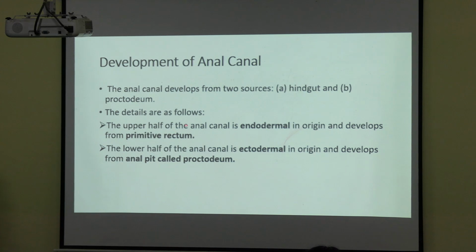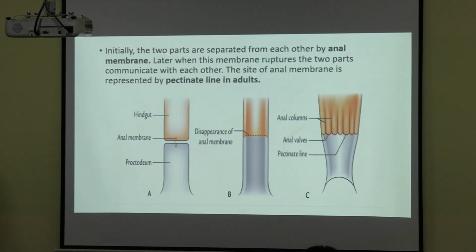The upper half of the anal canal is endodermal in origin and it develops from the primitive rectum part, whereas the lower half of the anal canal is ectodermal in origin and it develops from the proctodium. Okay. Initially, the two parts are separated from each other by anal membrane. Later, when this membrane ruptures, the two parts communicate with each other. The site of anal membrane is represented by pectinate line in the adults.